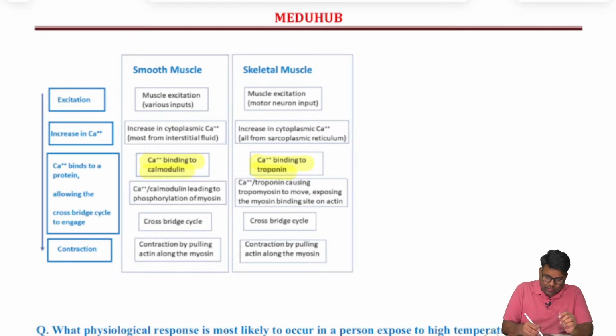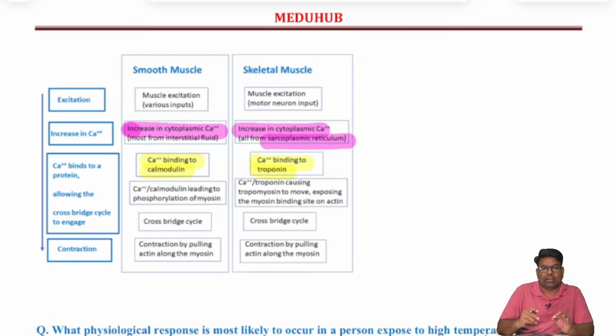Number two, the source of calcium, right? So in smooth muscles, there is an increase in cytoplasmic calcium, whereas in the case of skeletal muscle, there is an increase in calcium which is coming from the sarcoplasmic reticulum, right? So this is very important. Sarcoplasmic reticulum for skeletal, and in smooth muscles the calcium is coming from interstitial fluid. So the source of calcium also differs.